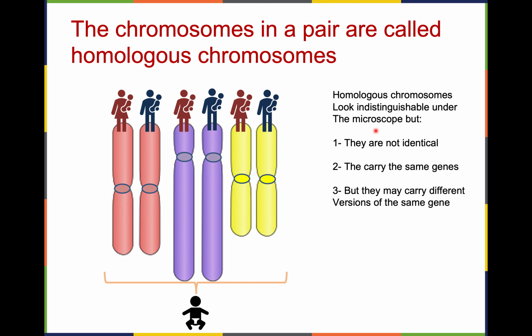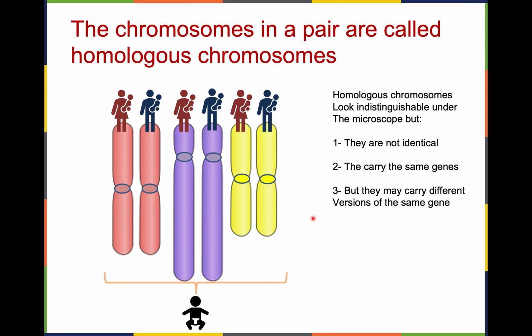If you look at homologous chromosomes under the microscope, they look indistinguishable, but they are not identical. Homologous chromosomes carry the same genes, exactly the same genes, but they may carry different versions of the same genes.